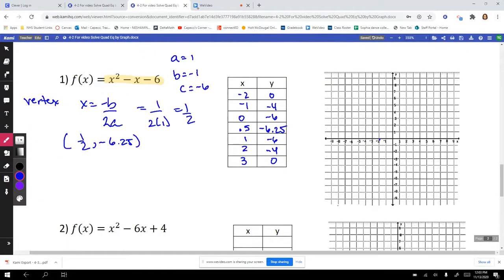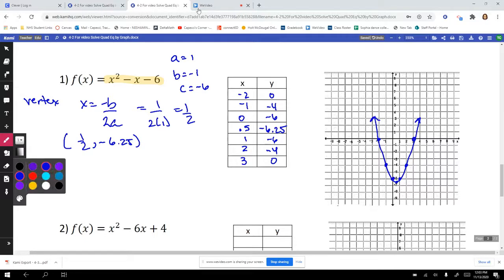All right, -2, 0 is there. -1, -4 is here. 0, -6. 0.5, -6.25 somewhere in there. 1, -6. 2, -4, and 3, 0. All right, I'll do the best I can since we're graphing by hand.